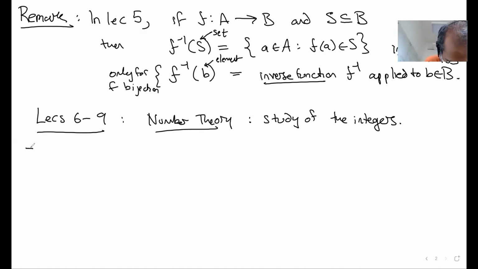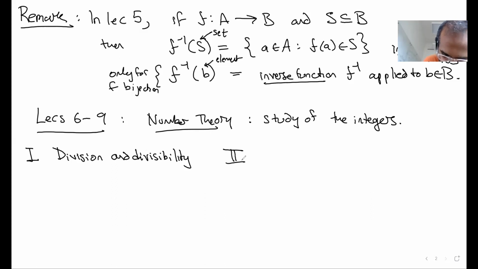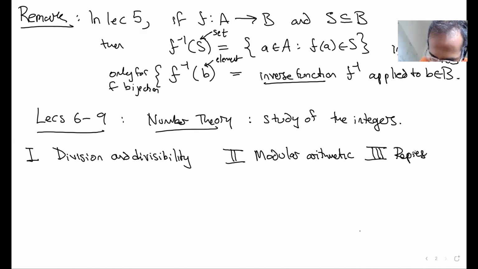And today we're going to cover 3 topics. So one is division and divisibility. What does it mean to divide one number by another? Then we're going to cover a very important new subject called modular arithmetic. And then finally, we're going to talk about representations of numbers. That's the outline for today. So let me start with item 1.